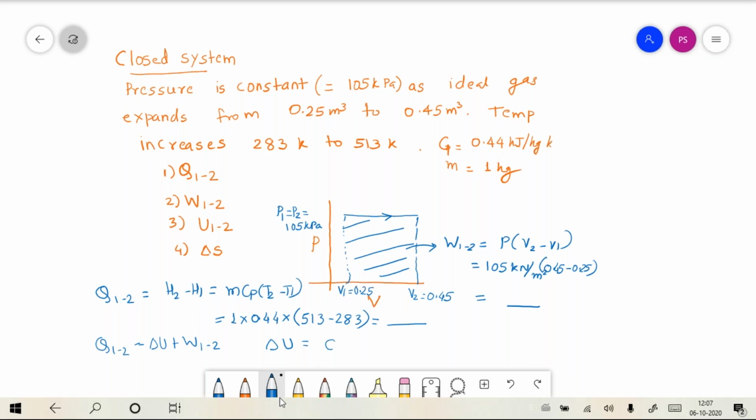So you already know what T2 is. It is 513, and T1 is 283, and Cp is given as 0.44, for some other gas, and m is 1 kg. Okay, so this would give us some answer, right? So tell me these answers now. What answers do you get for heat transfer, work transfer, change in internal energy, and change in entropy? Okay, calculate and tell me the answers.